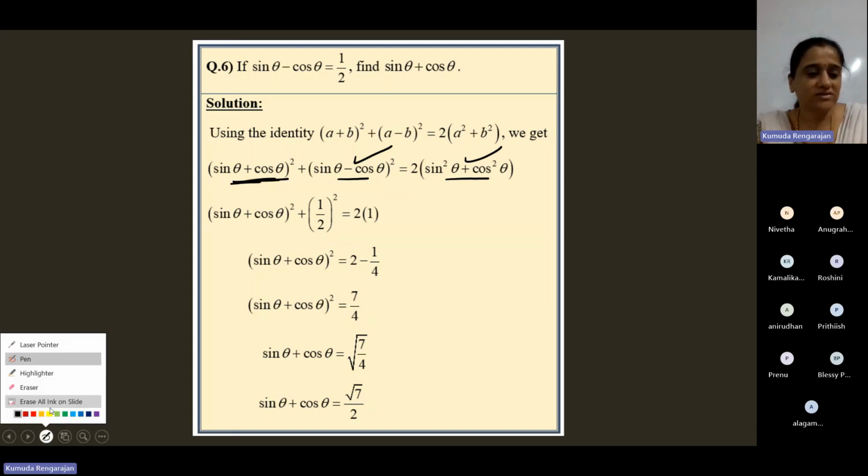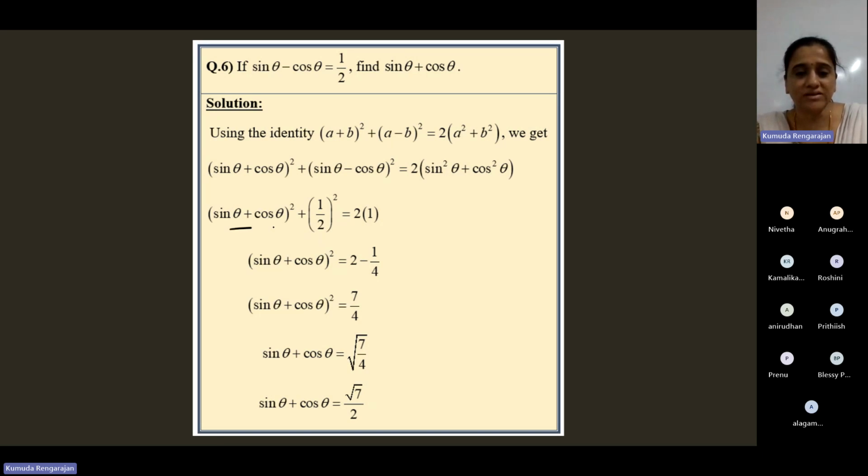Now it's just like solving an equation. So this one is as it is, and half the whole square on the other side will be 1/4, so 2 minus 1/4, LCM. Then this whole square, so it becomes square root, and it is square root of 7 by, what's the square root of 4? 2. So square root of 7 by 2.